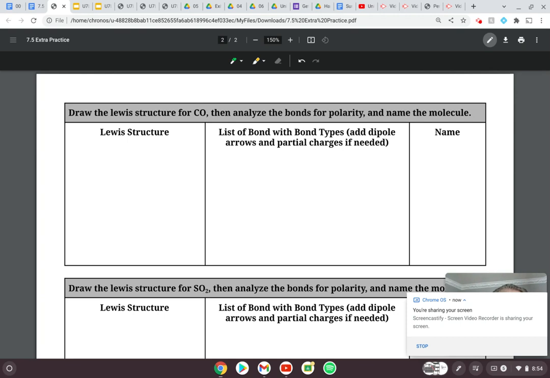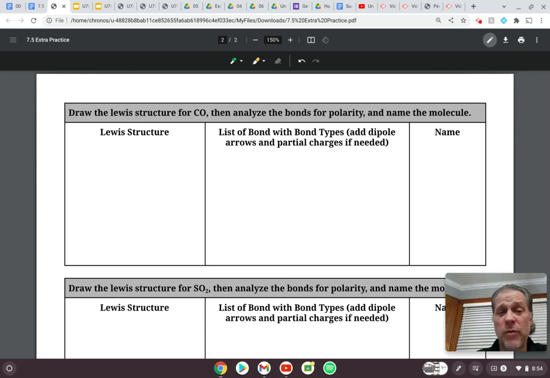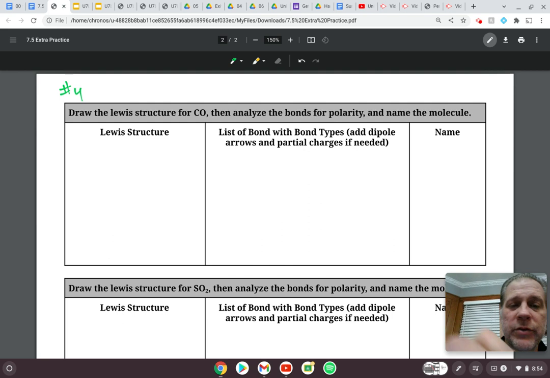So moving on to the second side, the first one on the second side. This would be the fourth problem, number 4. We're going to draw the Lewis structure for CO.